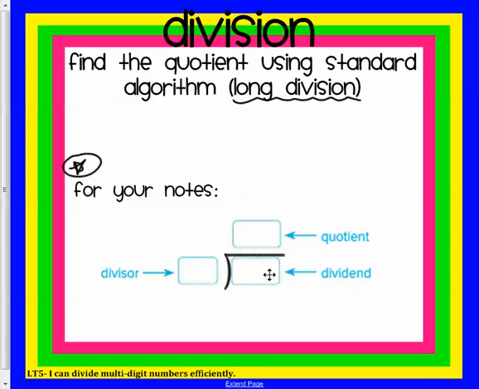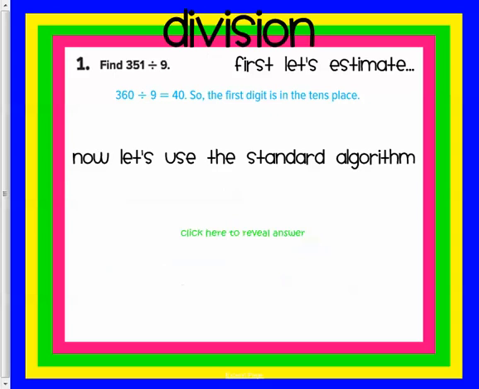The number inside the division sign is the dividend. This is what's being divided by the number outside, which is the divisor. And above the line, we always put our quotient, aka our answer. Okay, so pause if you need to keep writing that down. Otherwise, join me on the next slide.